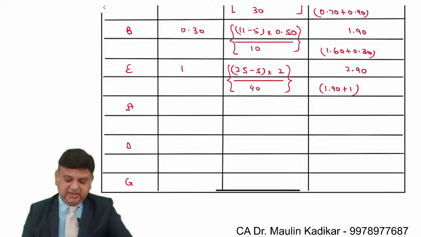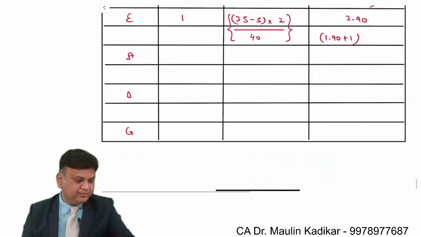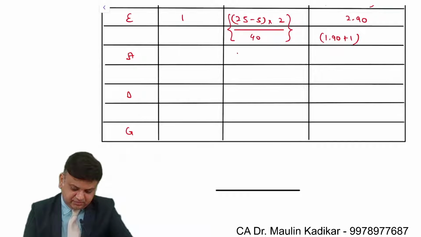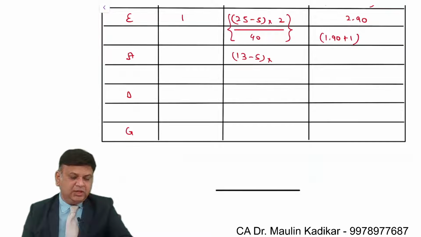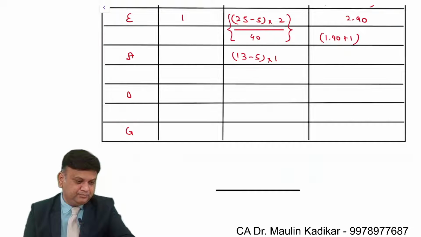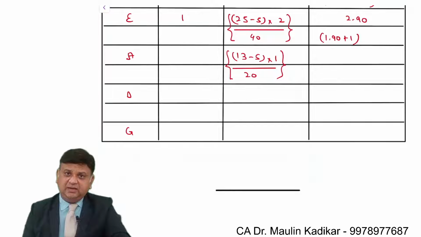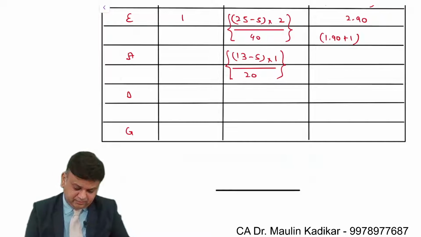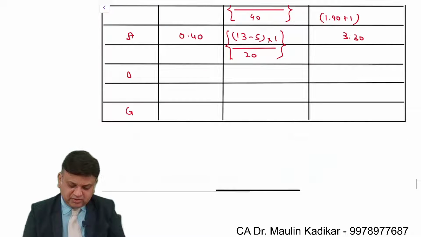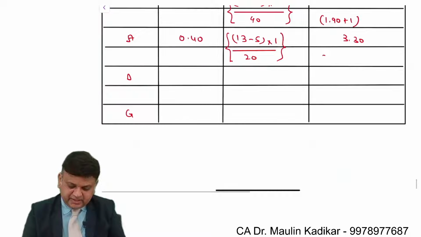Then for security A, the return is 13%. Minus 5 into beta is 1 divided by 20. So it is 8 into 1 is 8. 8 upon 20 is 0.4. So this is 3.30. That is 2.9 plus 0.4.